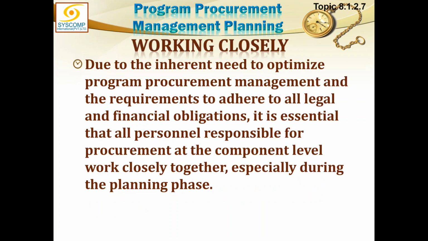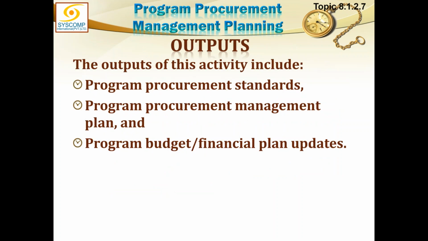Due to the inherent need to optimize the program procurement management and the requirements to adhere to all legal and financial obligations, it is essential that all personnel responsible for procurement at the component level work closely together, especially during the planning. So if we are having a centralized system, then the project procurement teams should work together with the program procurement team. They must be working very closely to each other. The output of procurements would be the program procurement standards, program procurement management plan, and the program budget or financial plan update in light of the procurement.